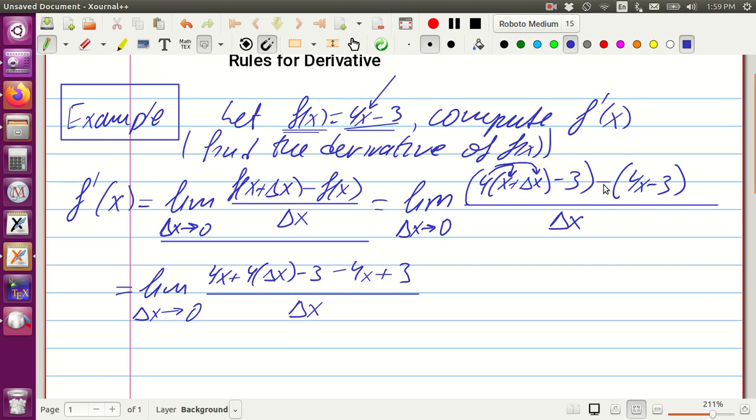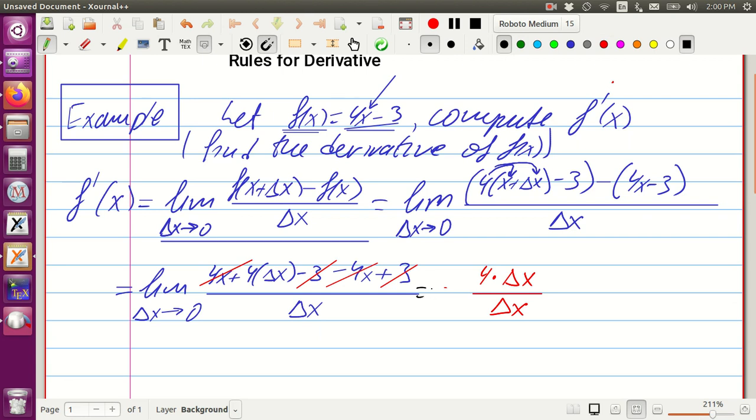And what do we know? We know everything after this minus should go away. So let's think. 4x with the minus, 4x with the plus, so we can add this to 0. This positive 3 and this negative 3, we can add up to 0. So what's left in the numerator? In the numerator, we have 4 times delta x divided by delta x. And I forgot to write my limit, so that's a big mistake.